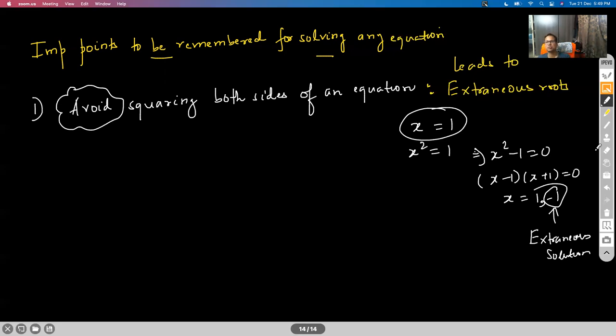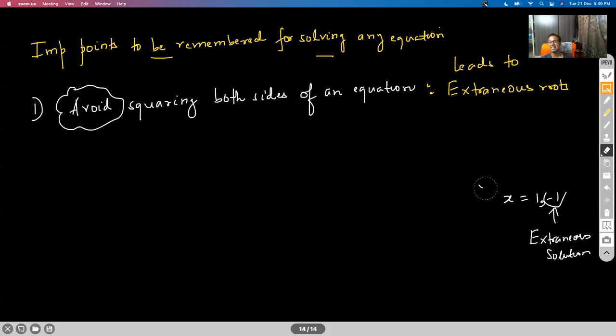Those are extra roots. They have to be removed from your answer, right? Are you getting my point? So square it and solve it where you have the liberty, or the ease, to actually figure out and remove the extraneous solutions from your answer list. Okay. So here is a word of advice.